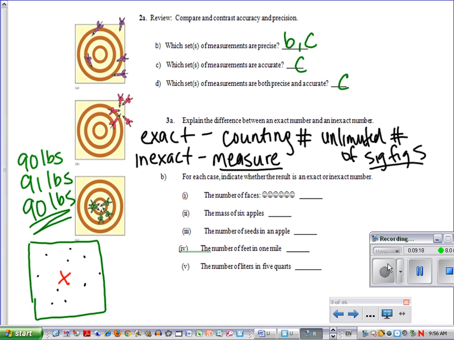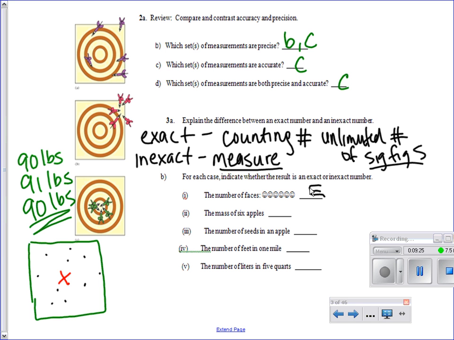Let's answer these. The number of faces, is that an exact or inexact number? Exact. Mass of 6 apples. Inexact. The number of seeds in an apple. Okay, got to be careful here. I'm just going to tell you right now, without giving you the answer, those two things have different answers. One's exact and one is inexact. I'm going to give you a second to look at it and see if anybody can figure that out. Can you figure it out? Grant.